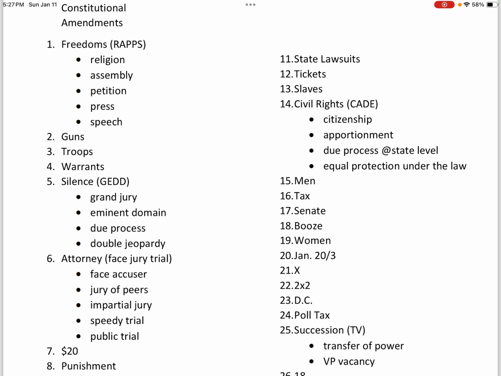Number 13, 14, and 15. This is what we refer to as the Civil War amendments. 13 is slaves. It abolished slavery. This is 1865. It superseded Article 4. Article 4 was the relationship between the states, which basically talked about the Fugitive Slave Act. And it said that slavery was no longer allowed in the United States. It would have done away with the 3/5 compromise.